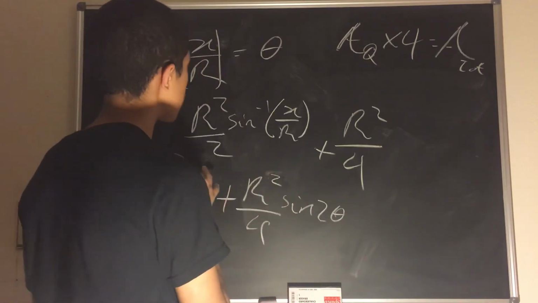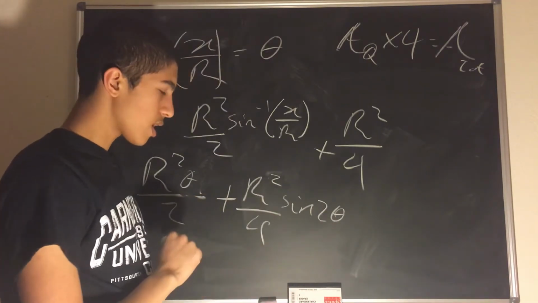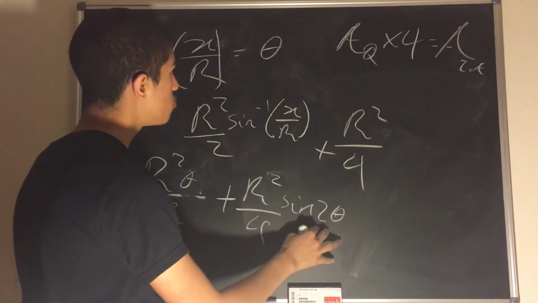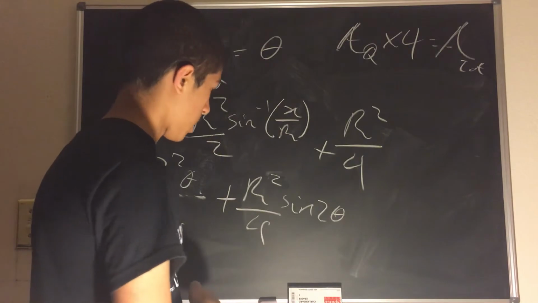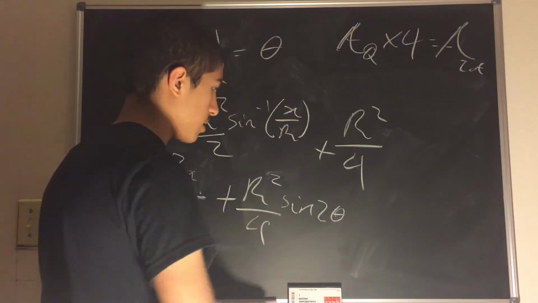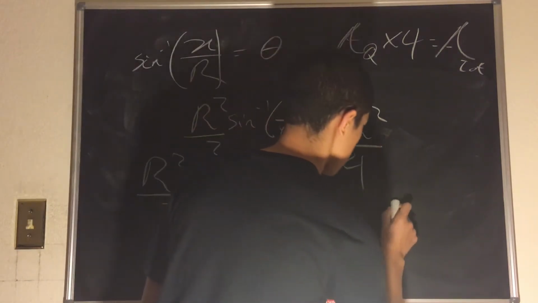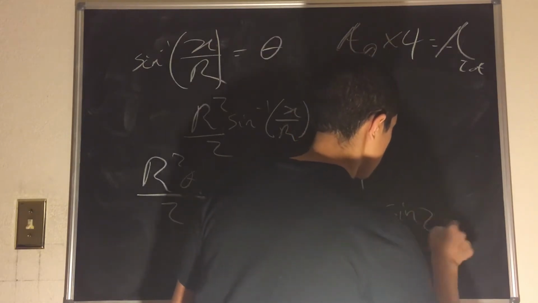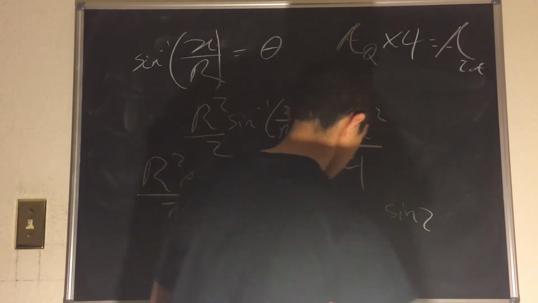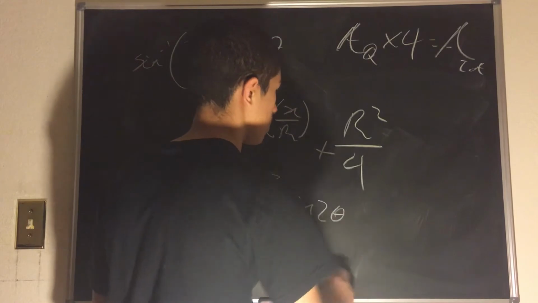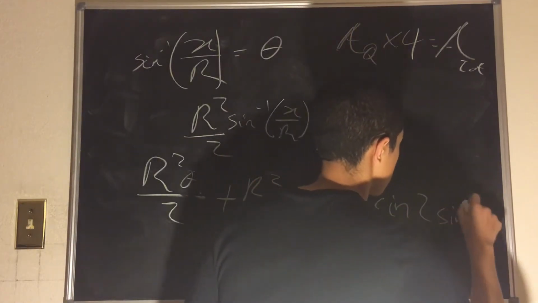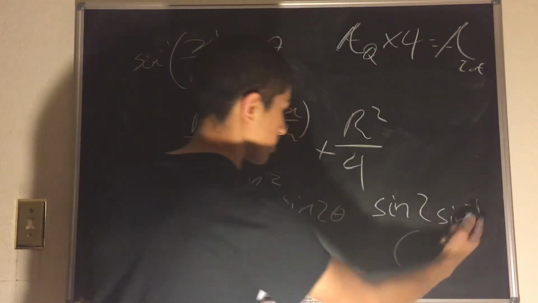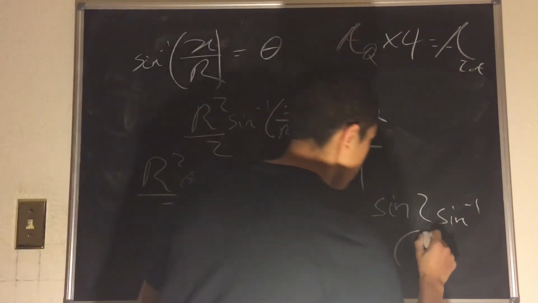And theta is equal to sine inverse of x divided by r. So then we have sine of 2 times sine inverse of x divided by r. That's a mouthful. So let's write it out and let's simplify it. So sine 2 theta is equal to sine times 2 sine inverse of, and I'll just continue over here, of x divided by r.